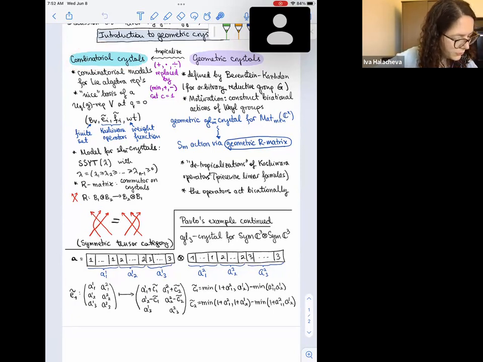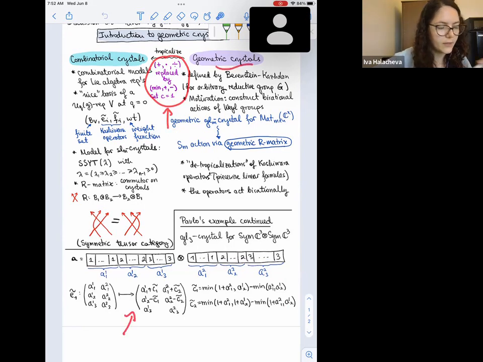One way to describe it more explicitly: the tensor product rule that Pasha was referring to is in this way. Take this bivector, or tensor product of two vectors, and you can replace it. This is what the C1 and C2 look like in the combinatorial world, completely explicitly. If you do this replacement on the geometric side, you recover exactly the combinatorial crystals.